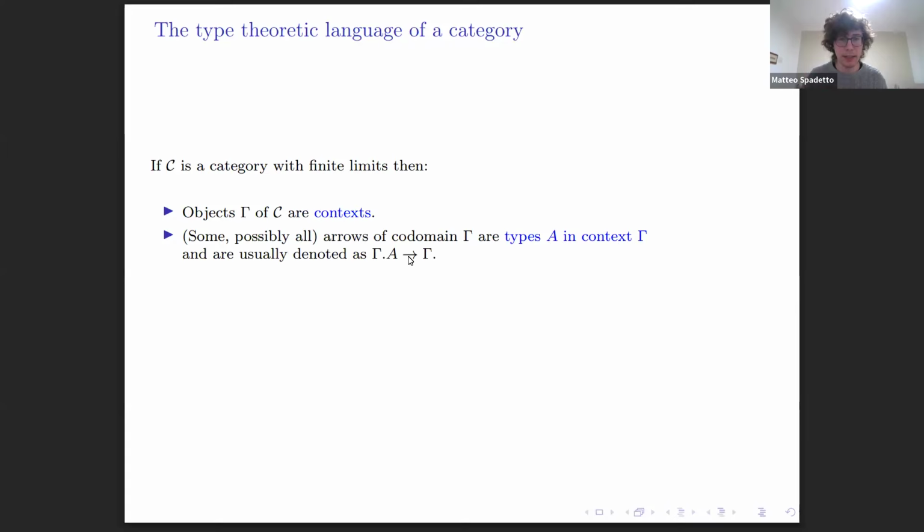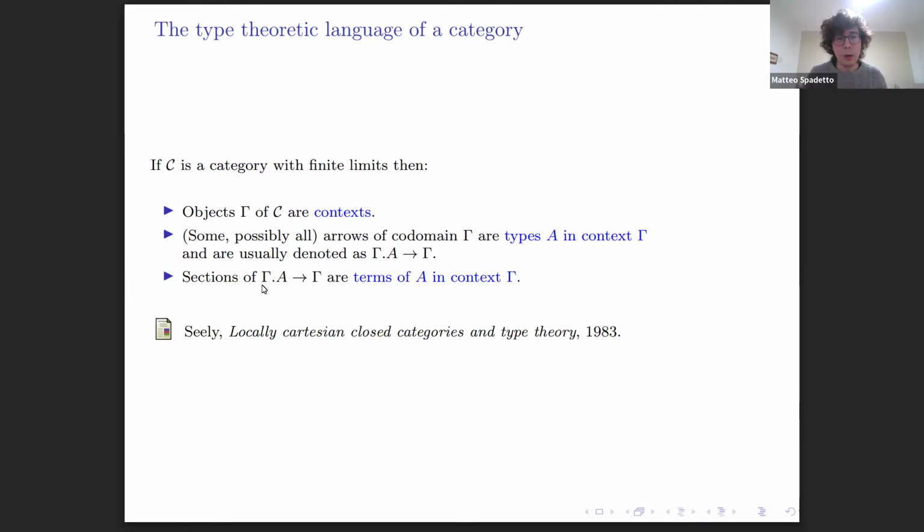And once we stipulate that such an arrow corresponds to a type A, then we typically denote its domain this way, gamma.A, because we think of the domain as the context extension of gamma with a variable of type A. And then we regard its sections as the semantic version of the terms of A in context gamma. For instance, this is the approach of Seely in locally Cartesian closed categories and type theory.